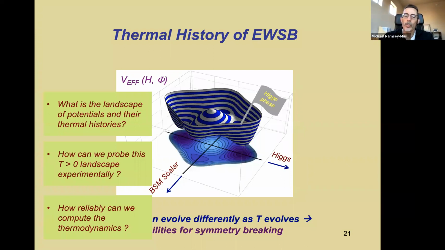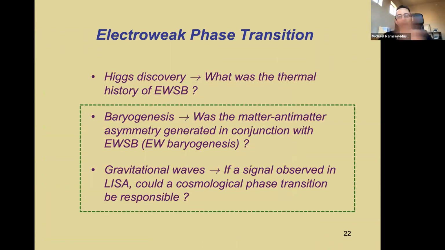How can one probe this landscape, the finite temperature behavior of this landscape, experimentally? And then for theory, how reliably can we compute the thermodynamics? So I think already for bullet one, there's quite a lot of interest. Now for bullets 2 and 3, a little bit more familiar to people, baryogenesis and gravity waves.